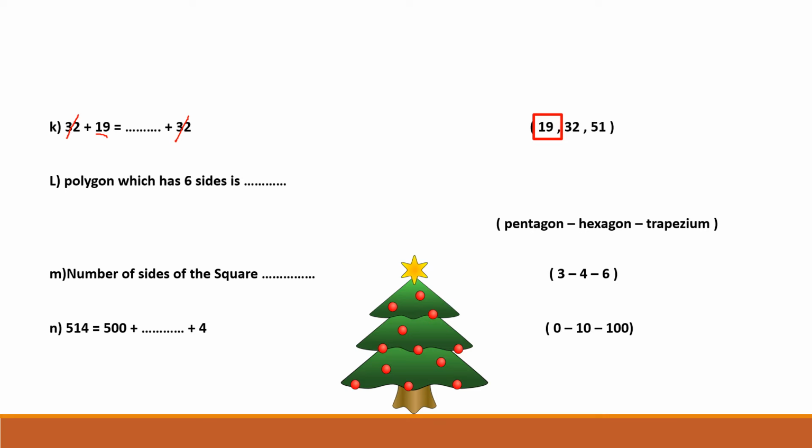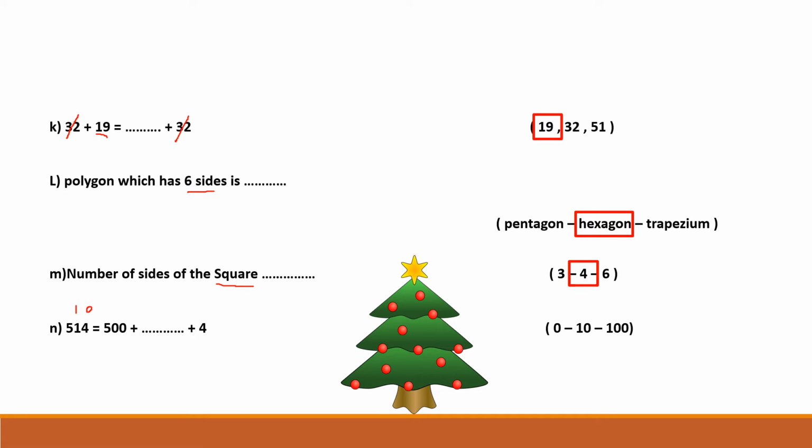Polygon which has 6 sides. You remember Junior 2 when we said 6, so it's a hexagon because hex is like 6, so it will be hexagon. The next question, number of sides of the square. So square has how many sides? Excellent, 4.